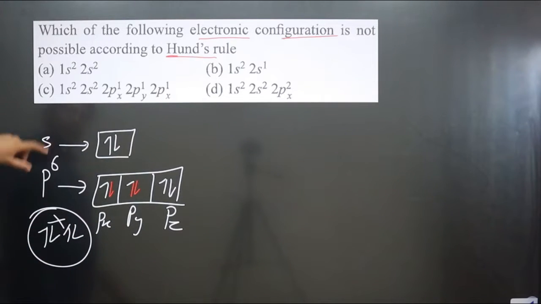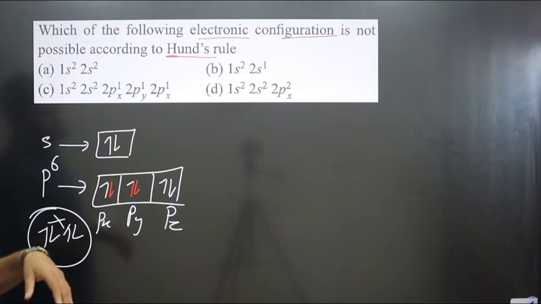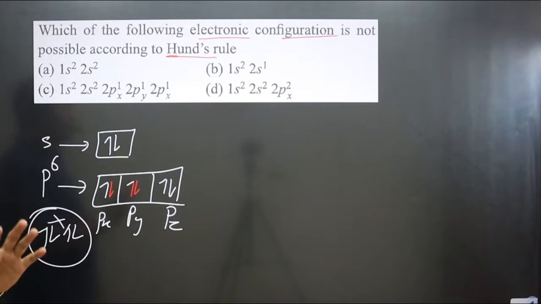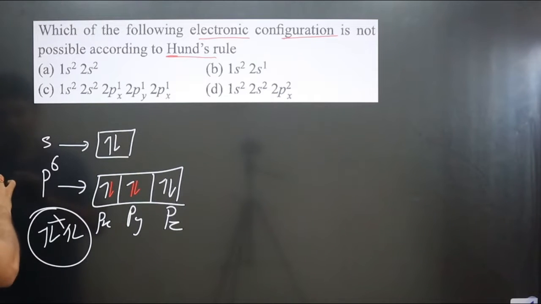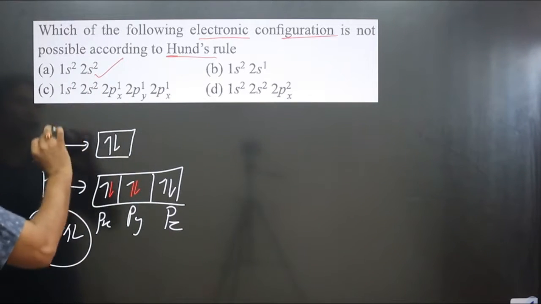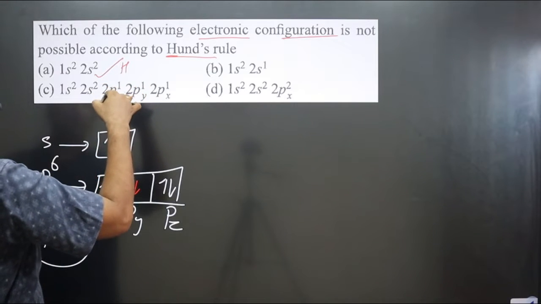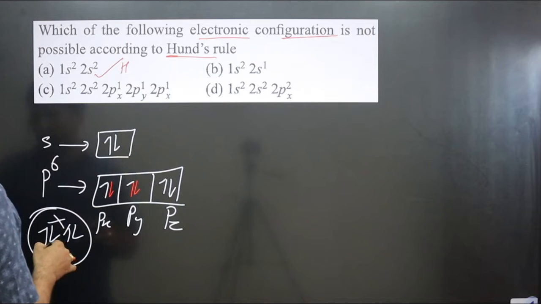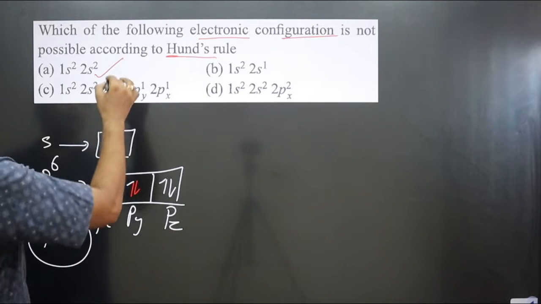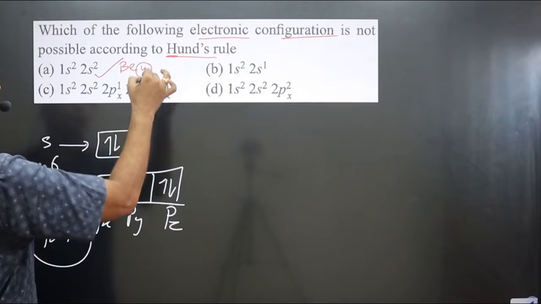Now in the case of the s orbital, whether we apply Hund's rule or not, it goes like this because there is a single orbital. So the first option is correct only. The first option is correct, 1s2 2s2. This is what we have. 4 electrons are there, so we can say in this case we have beryllium. Beryllium's atomic number is 4.